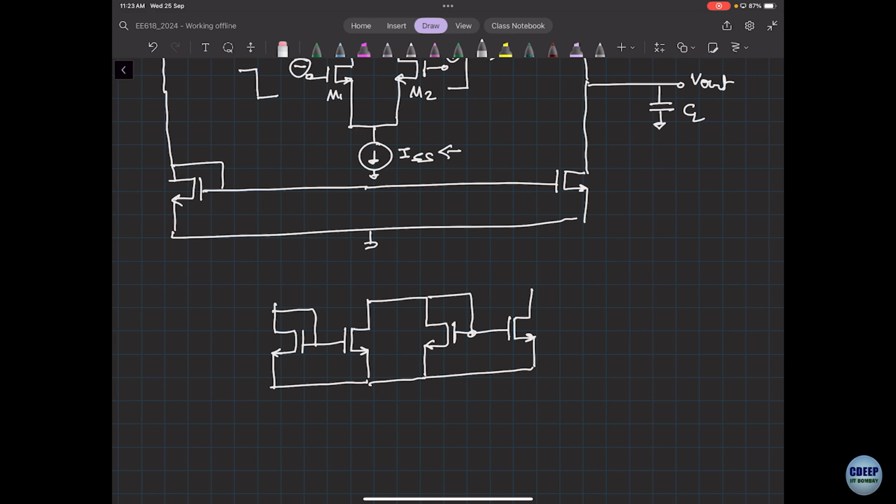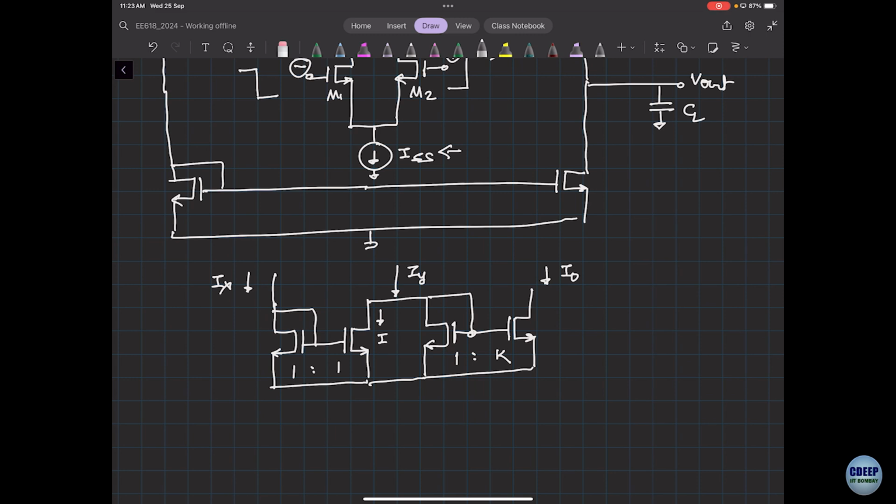Let's say I'm putting in IX, and let's say I'm putting in IY here. It's just two current mirrors. So this is 1:1, and this is 1:k, let's say. And what is my I0? Let's analyze this circuit. Can somebody help me with this? What would be the current in this branch?